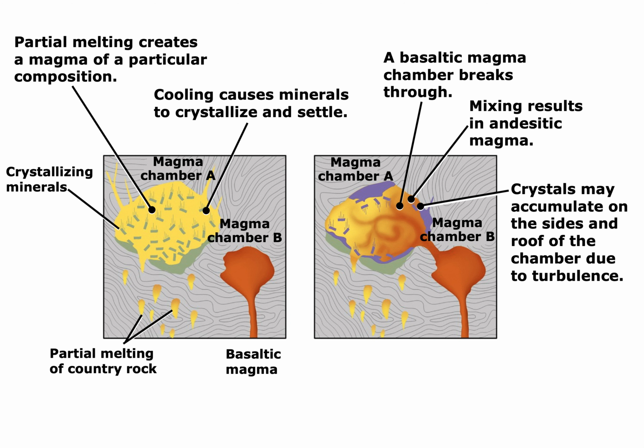Then these crystals which are crystallizing out will maybe accumulate on the sides and roof of the chamber due to the turbulence which is created by the influx of the melt from the basaltic magma chamber.